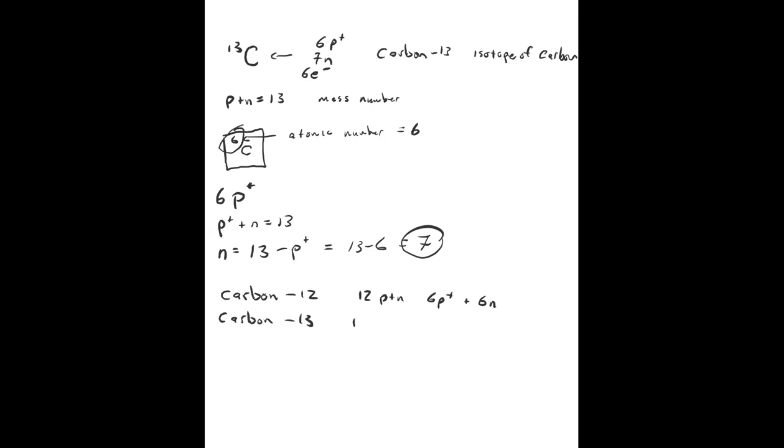And again, that's got 13 protons plus neutrons, so 6 protons, right? The protons don't change for an element. It's got to be the number in the periodic table. And then that works out to 7 neutrons. But those are not the only 2 that are found. There's one more found in nature.